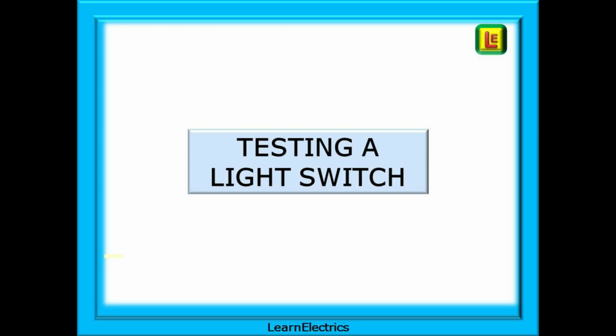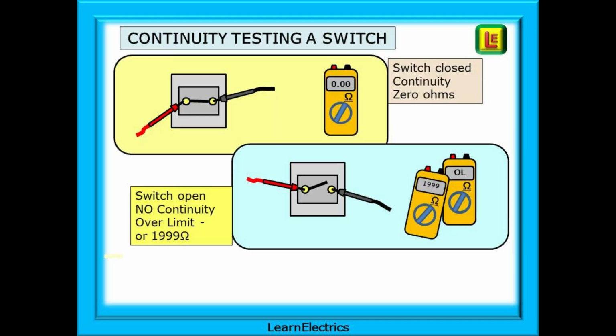Before we look at how the switch types work, let us remind ourselves about how to test the switch contacts. We will continuity test the switch using the low ohms range on our test meter. With the switch in the closed or on position, we should have continuity across the switch. We are looking for 0 ohms to be displayed for a good switch. Operate the switch and the contacts should open.